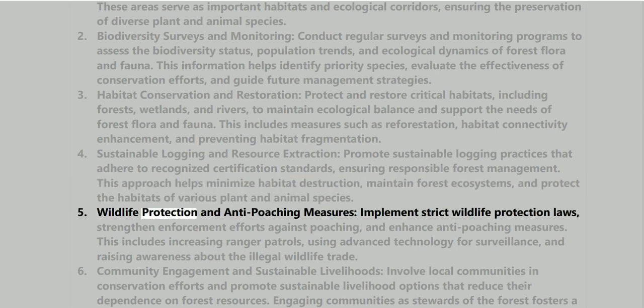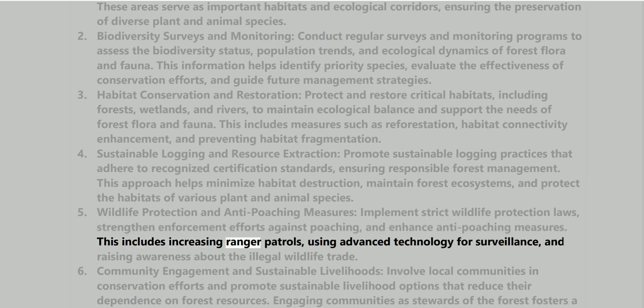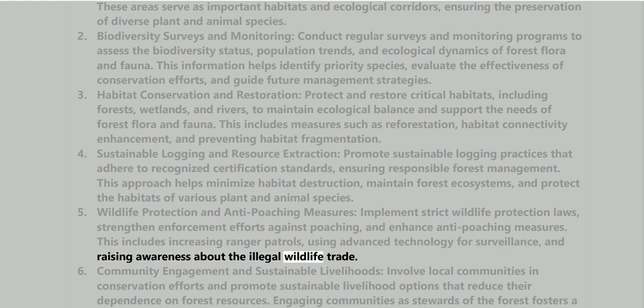5. Wildlife protection and anti-poaching measures. Implement strict wildlife protection laws, strengthen enforcement efforts against poaching, and enhance anti-poaching measures. This includes increasing ranger patrols, using advanced technology for surveillance, and raising awareness about the illegal wildlife trade.